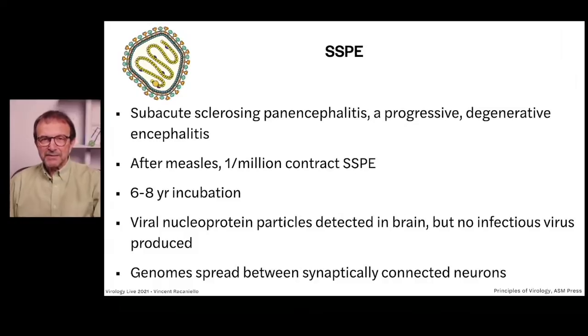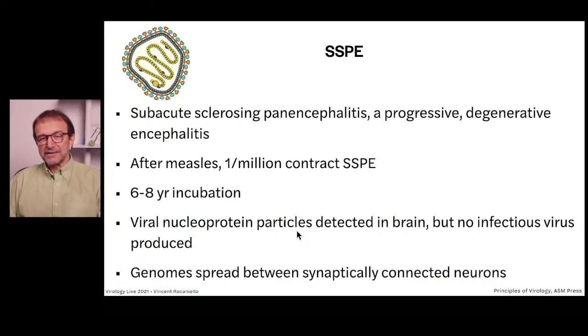About 1 in a million kids who recover from measles 6 to 8 years later develop SSPE, subacute sclerosing panencephalitis, which is an encephalitis. It's a brain infection, progressive, degenerative, 100% fatal. 1 in a million. So we still have SSPE because we have quite a few measles cases globally. Now, what's going on? This is very interesting, but we don't have an answer. You cannot find infectious virus in the brain. You can find nucleoprotein particles, which means the nucleoprotein bound to the viral RNA. You can find that in the brain, and apparently it is able to spread between neurons via the synapse, from one cell to another. The nucleoprotein, but there's no infectious virus.